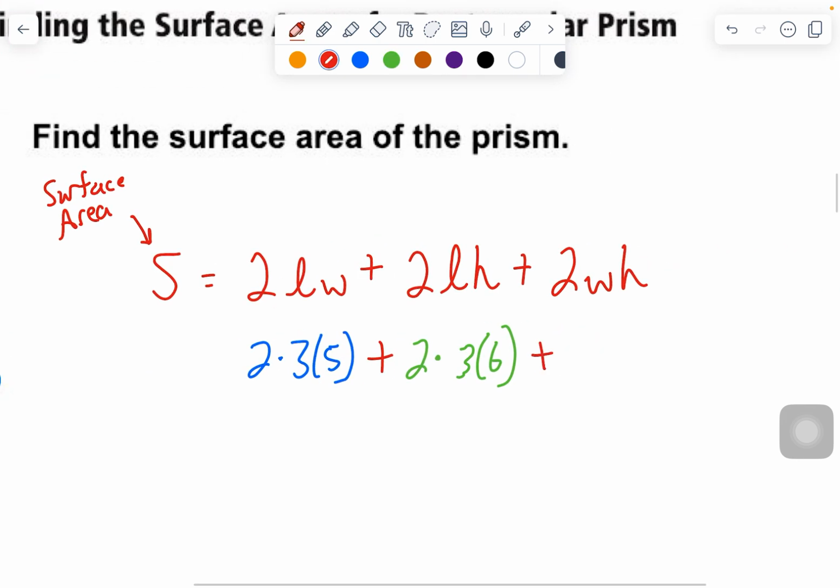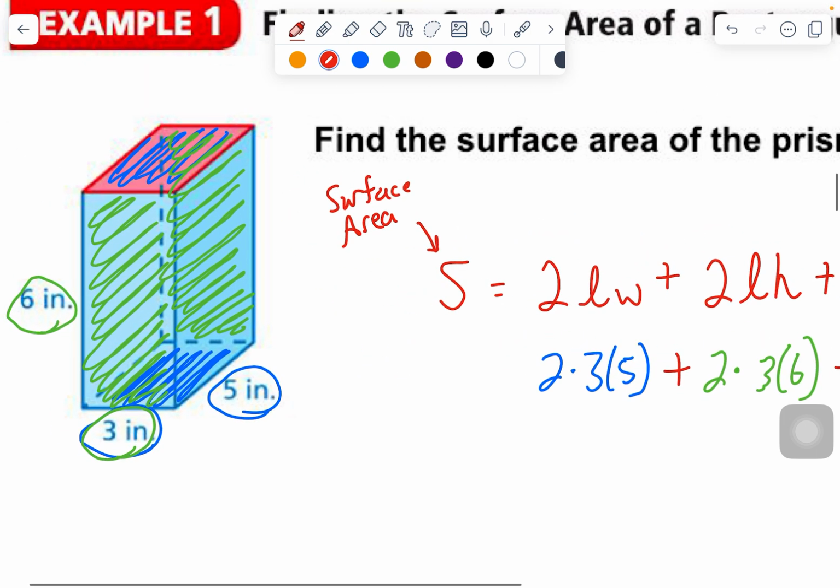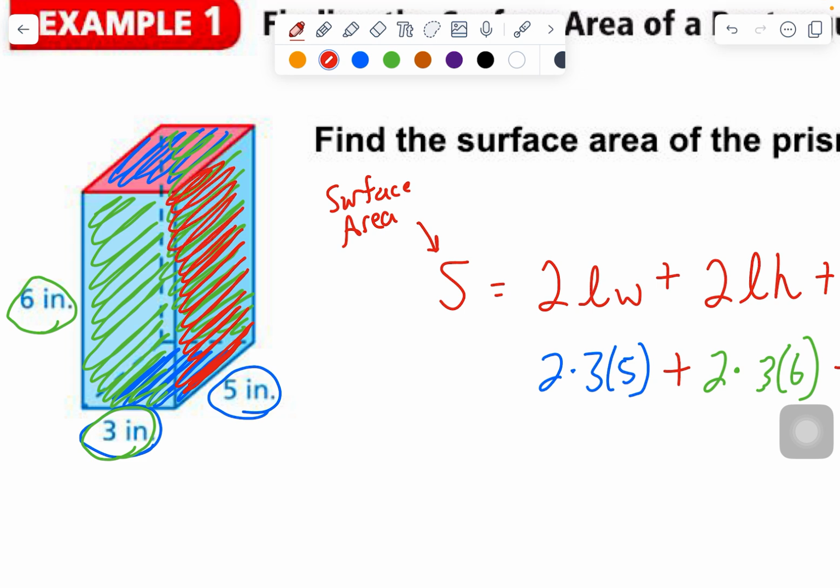And then we're going to add the area of width and height. And that's going to be in red over here. This face on the right and this face on the left. Okay, well, that's going to be 5.